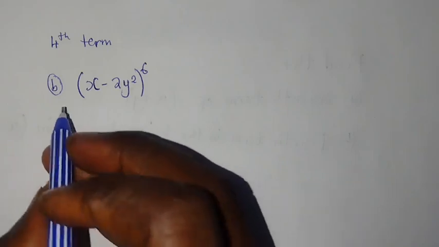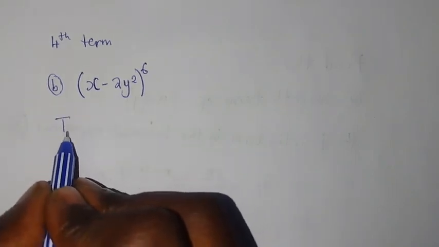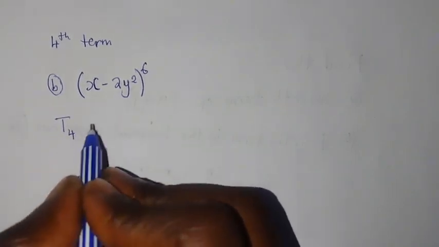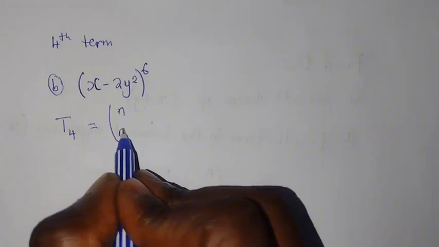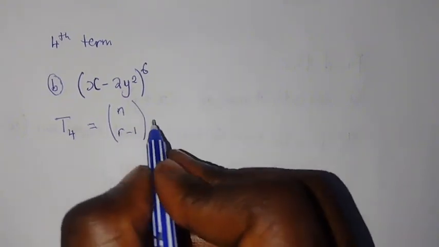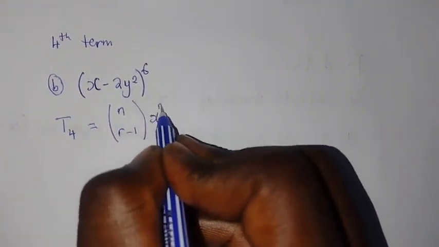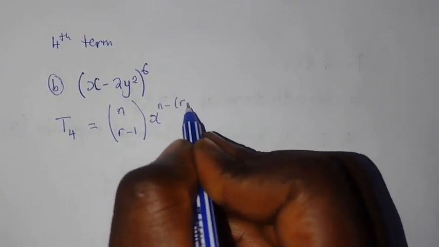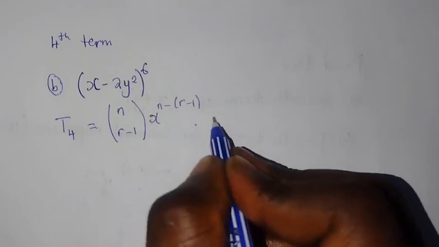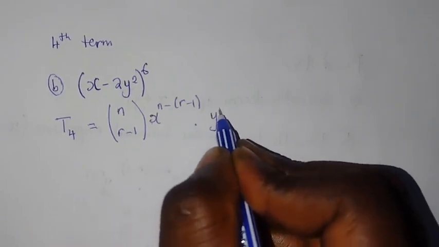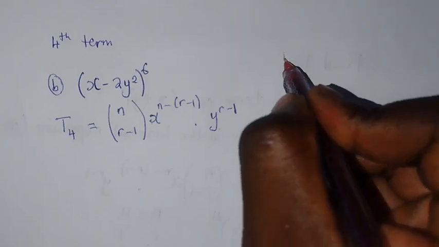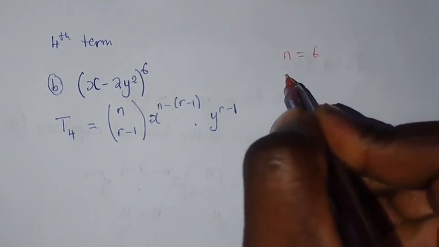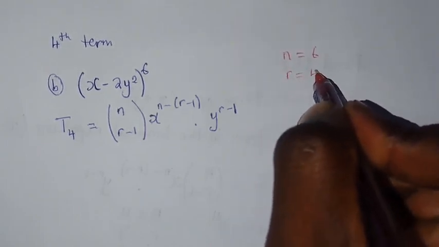Remember, our formula is still the same that we are using. In this case, we are going to write the fourth term is equal to n choose r minus 1, then x to the power n minus (r minus 1), multiplied by y to the power r minus 1. Now here, we need to take note of something. Our n is going to be 6, our r is going to be 4.